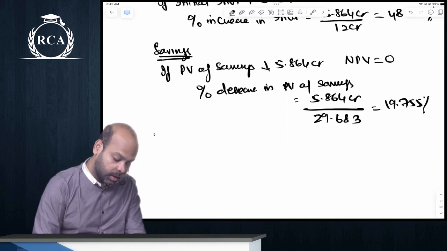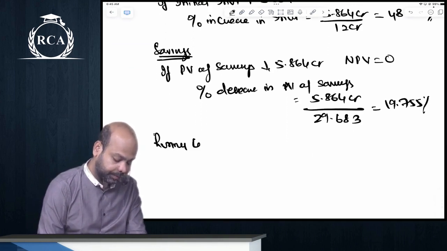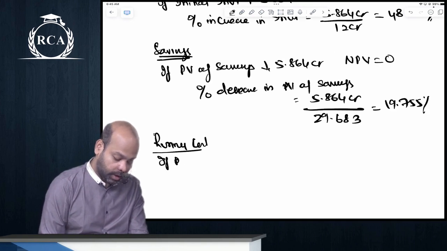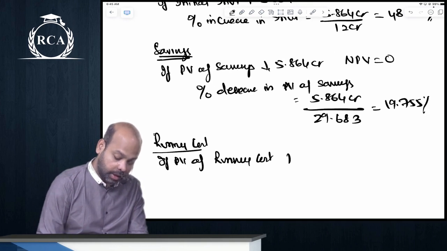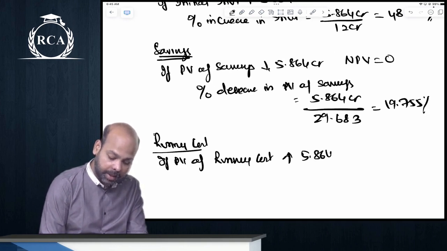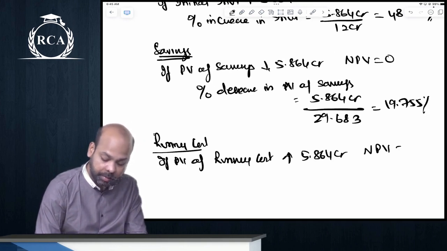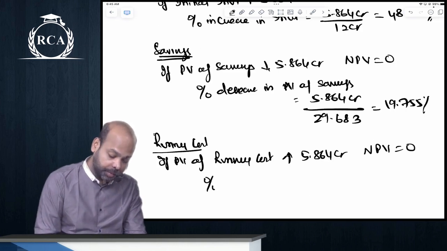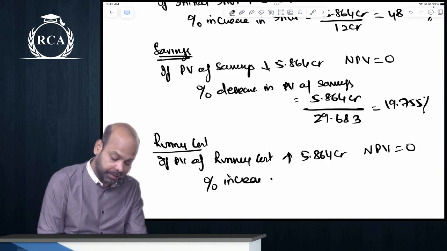19.755%. Running cost beta, what will you write? If the present value of running cost increases, because it is a cost element, by 5.864 crores, NPV will become 0. So what is the percentage increase in running cost beta?